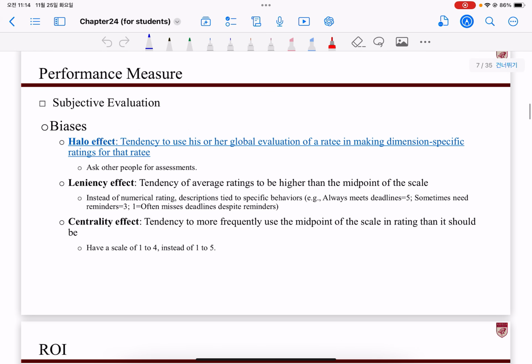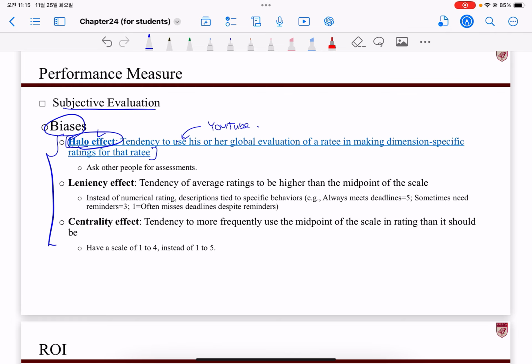Now, I also want to provide some, I would say, downside of subjective evaluation. So there can be some biases applied when applying the subjective evaluation. The first is what's called the halo effect. This, by the way, if you click this, it's going to be linked to a YouTube video, okay? That will pretty much clearly describe what the halo effect is.